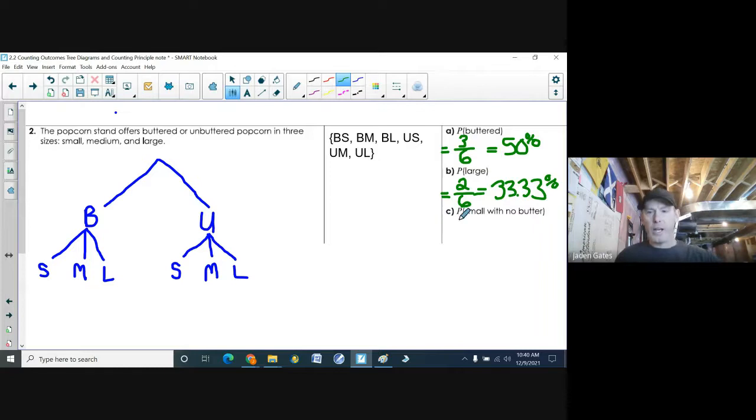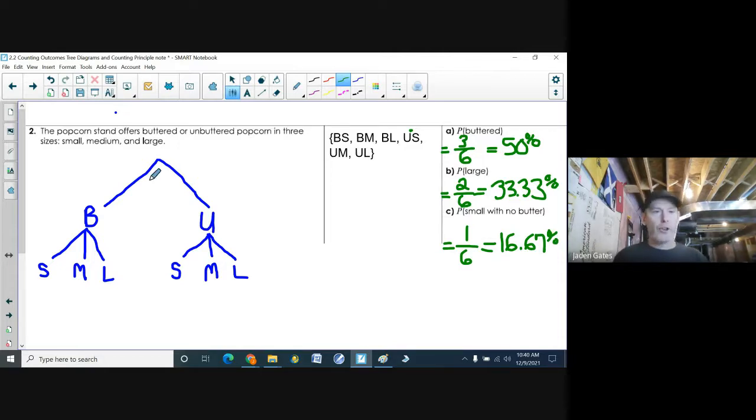All right, let's see here. C, the probability that we get a small with no butter. Okay, so again, there are 6 possibilities. Now, how many are small, no butter? Not this one. These are all buttered, so they're all gone, the first 3. And unbuttered and small, there's only one way that's happening. Again, converting that to a percent, 1 divided by 6 times 100%, I get 16.67%. And there we go.